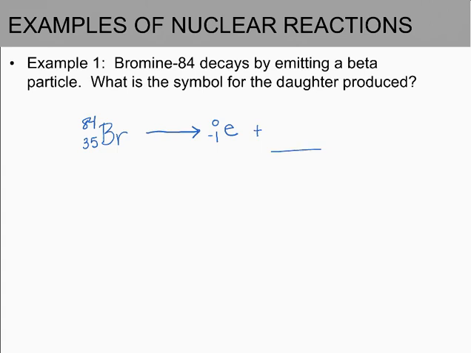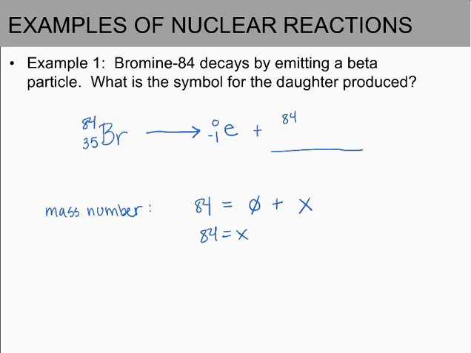So now let's figure out what is the other product. Now remember, we want the mass numbers on both sides to add up to the same thing, and we want the atomic numbers to add up to the same thing. All right, so down below, let's figure out the mass number of our product. So we have 84 on the left, and that should equal 0 plus our unknown mass number. Okay, so this is super easy, right? X is just equal to 84. So our mass number is 84.